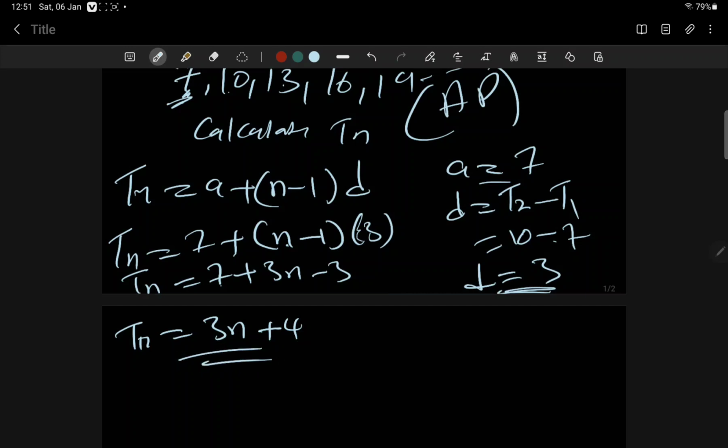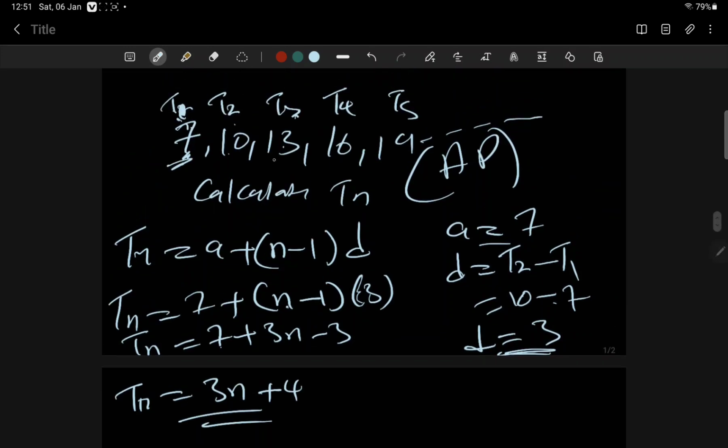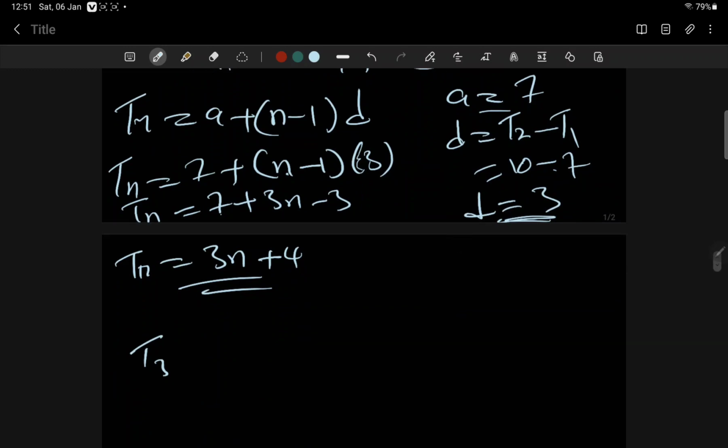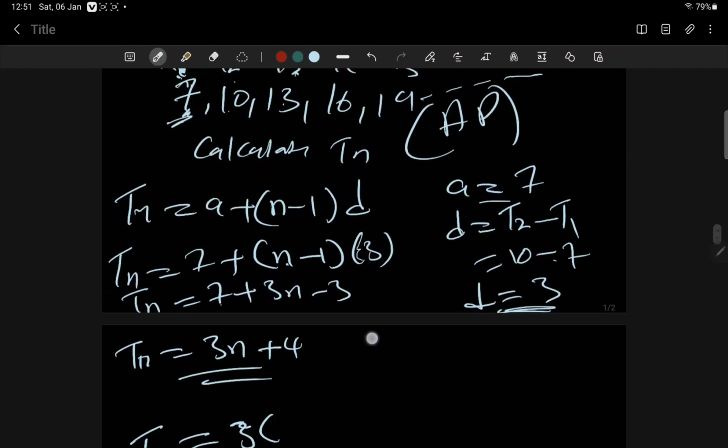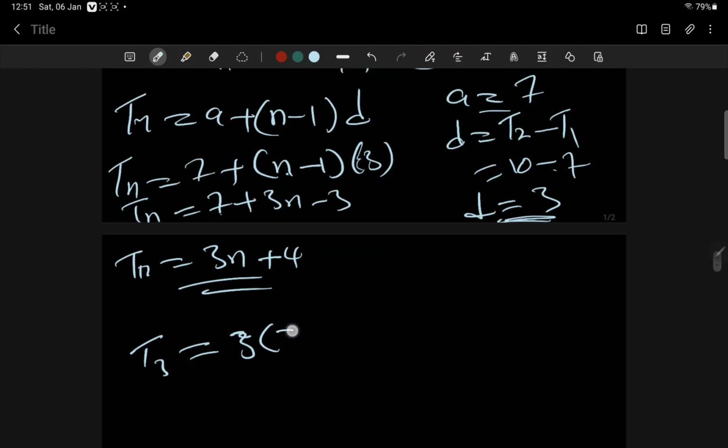Before you leave your examination room, you need to test whether this formula works on the sequence. Let us try. Let's say we're looking for term number 3. The term number 3 in the sequence is 13. Let's see if we're going to get 13. Remember I said n is the position of the term. Position of the term number 3, right? Plus 4. From the formula, 3 times 3, that is 9.